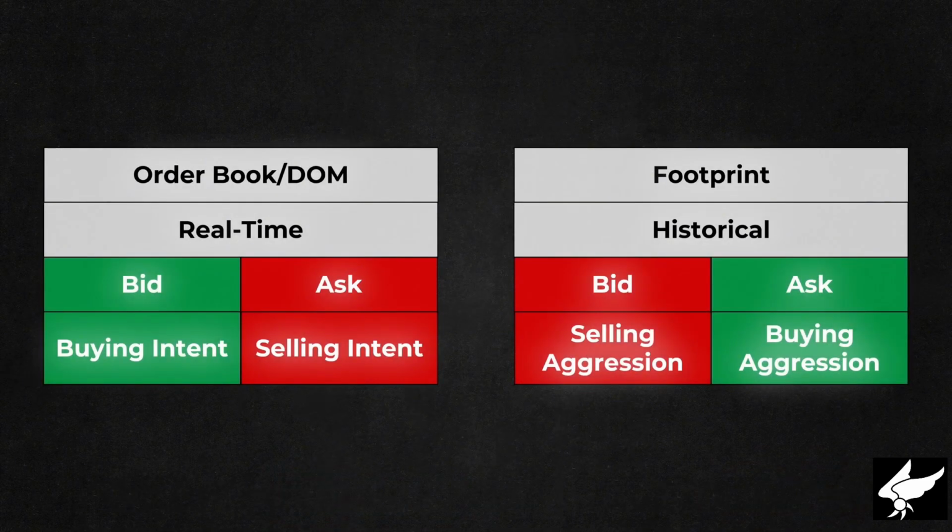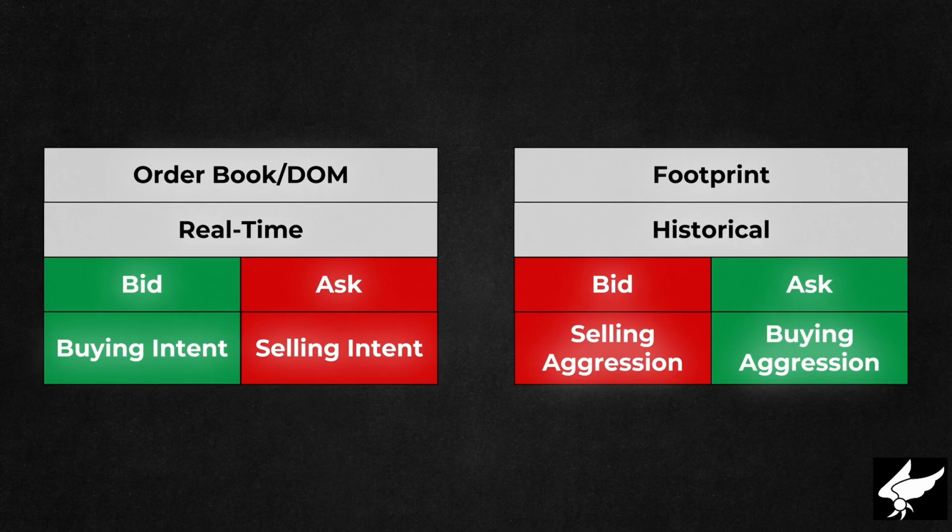The footprint is a historical order flow tool, meaning that it shows the orders that got executed, not the orders that might be executed. In this sense, the bid and ask columns of the footprint demonstrate aggressiveness, meaning that the bid column shows selling aggression and the ask column shows buying aggression. That might seem confusing, but you must remember that an aggressive order always matches a passive order. In summary, the bid column shows passive buying intent in the order book, but in the footprint, it shows the aggressive selling that actually took place.